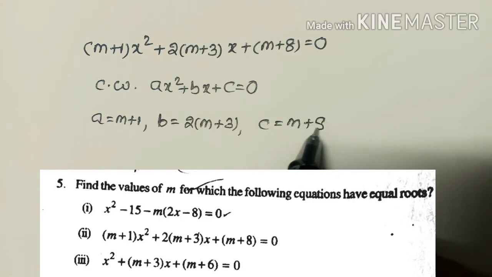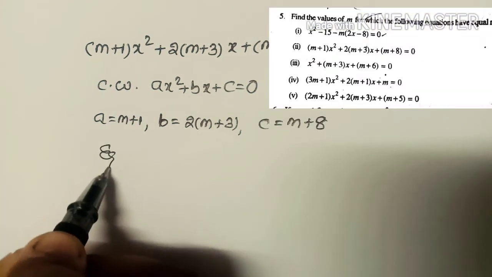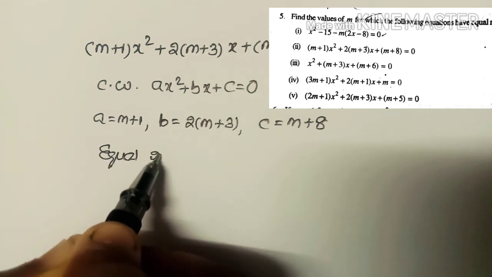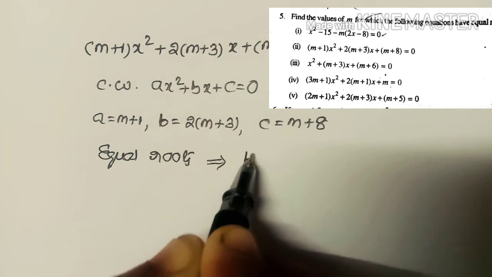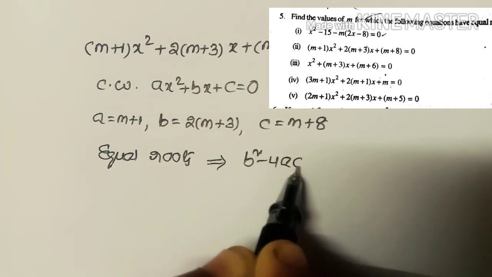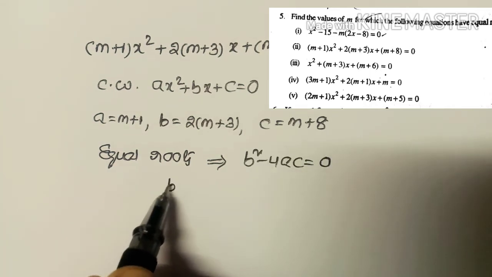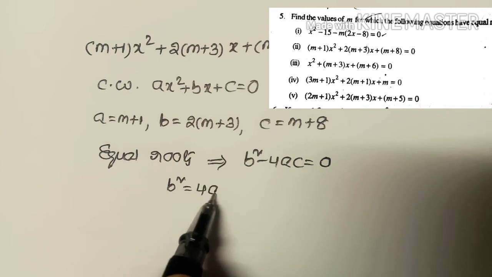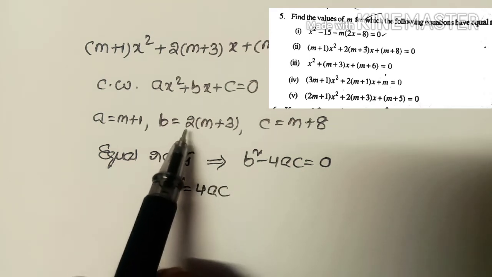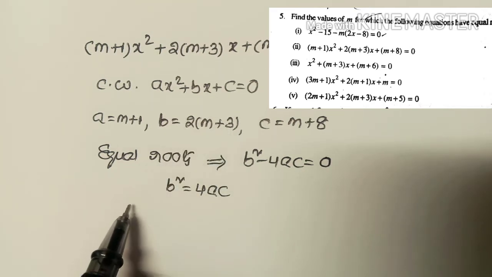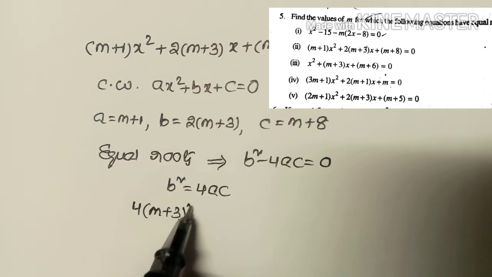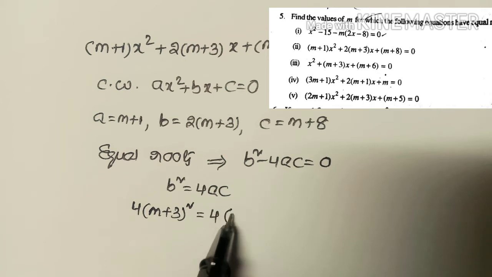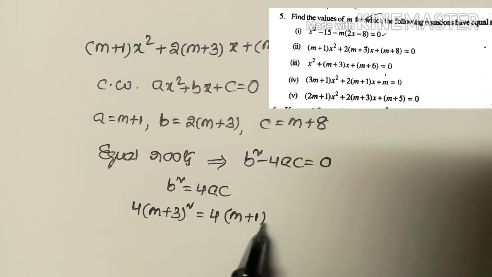Given that the equation has equal roots, the condition is b square minus 4ac equals 0. That is b square equals 4ac. Now we are substituting the values. B square, b value 2 into m plus 3, that is 4 into m plus 3 whole square, is equal to 4ac, 4 into m plus 1 into m plus 8.